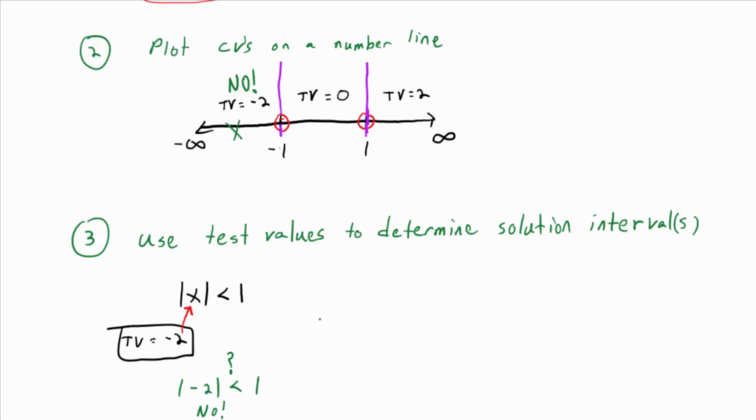Okay, let's just go from left to right. So the next test value, I'm going to pick 0. If I plug 0 in here for x, do I get a true statement? Is the absolute value of 0 less than 1? Question mark.